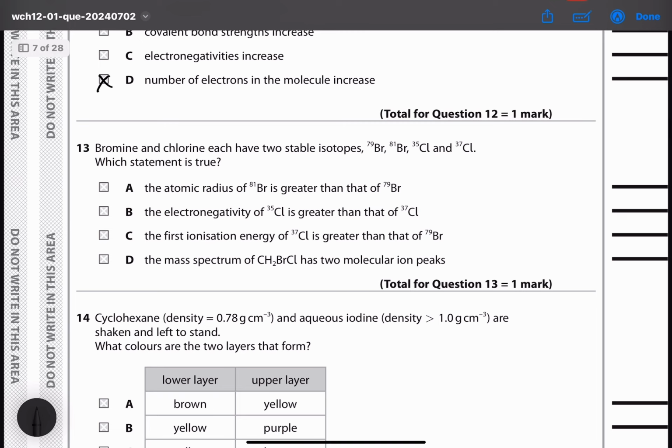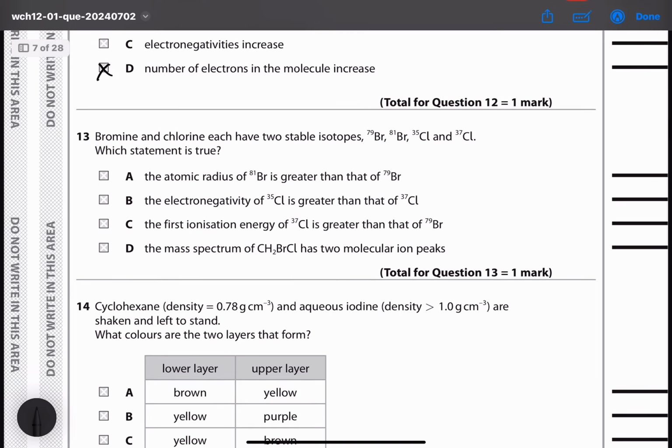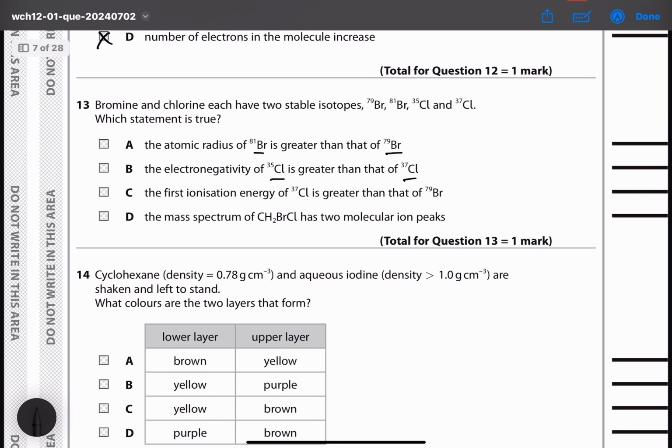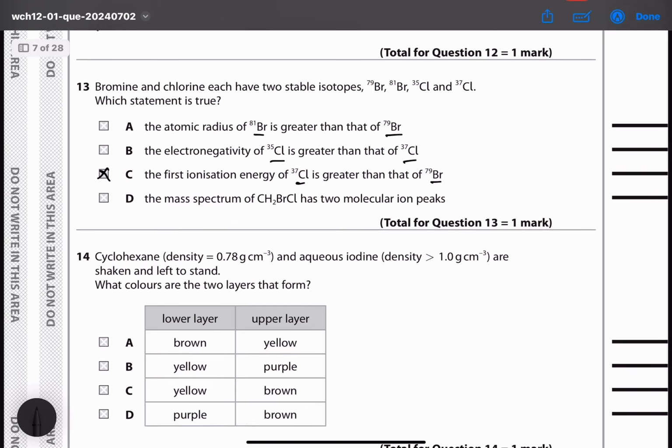Bromine and chlorine each have two stable isotopes. Okay, the isotopes are given. Which statement is true? The atomic radius of Br and Br, both of them are the same. So they are going to be the same. This is wrong. The electronegativity, the atom itself is the same. So electronegativity is also going to be the same. The first ionization energy of Cl is greater than that of Br, which is true because as we go down, the ionization energy decreases. So obviously, chlorine will have a greater first ionization energy than bromine. The answer is C.